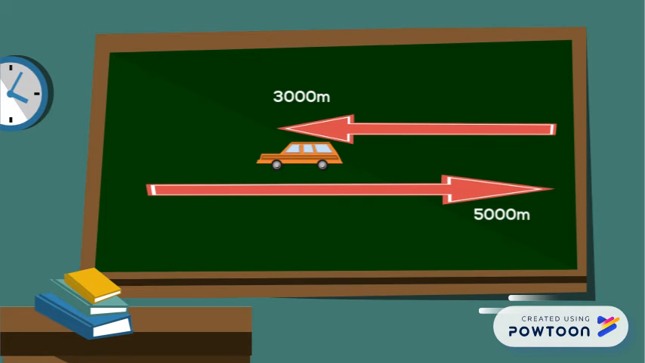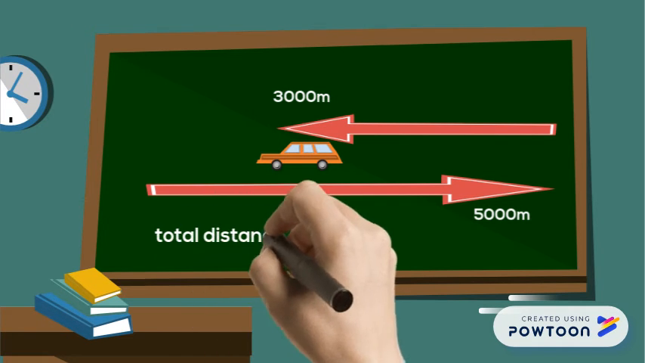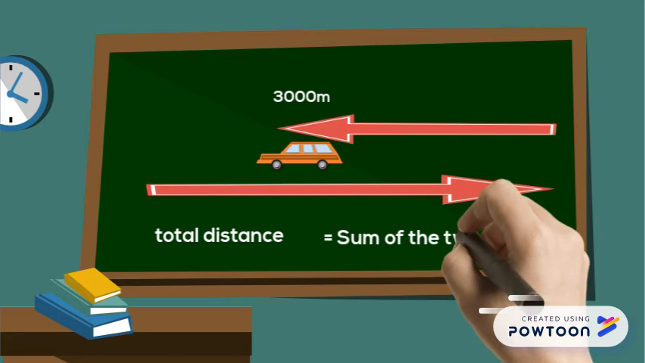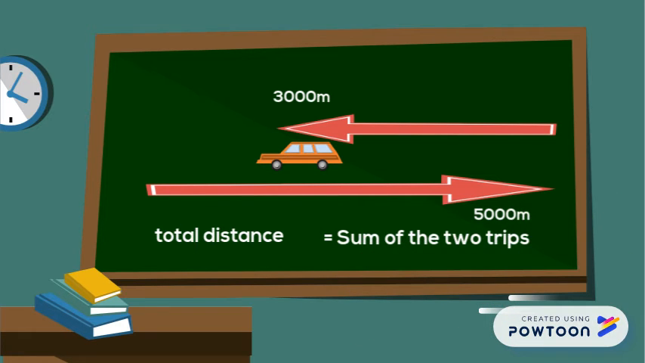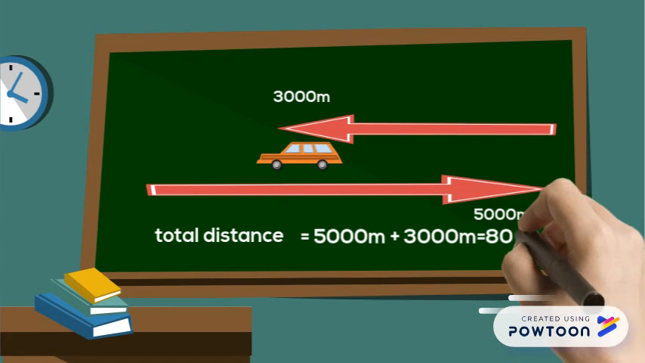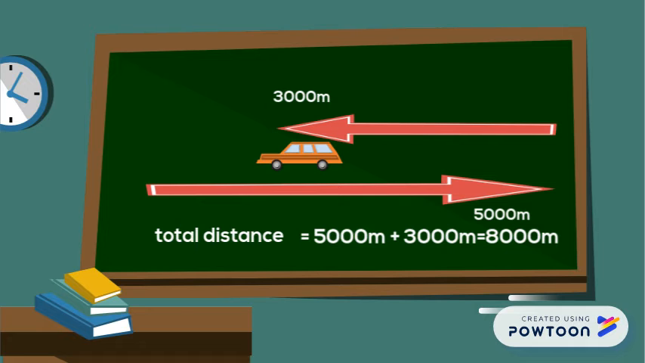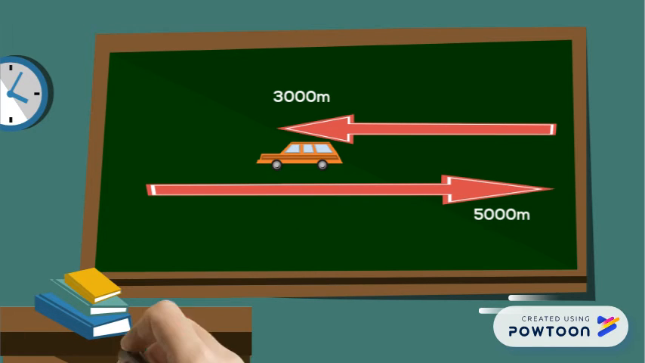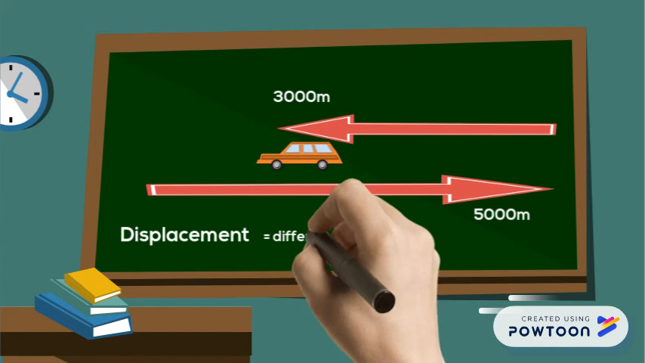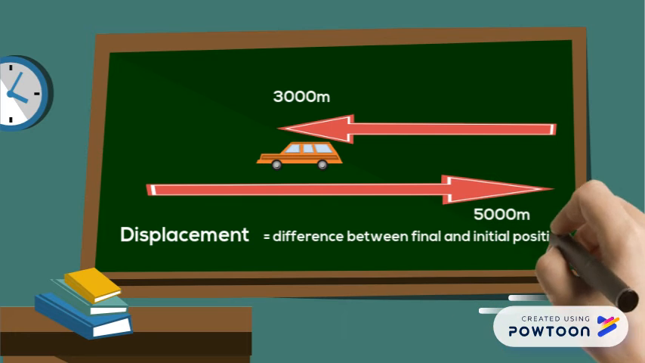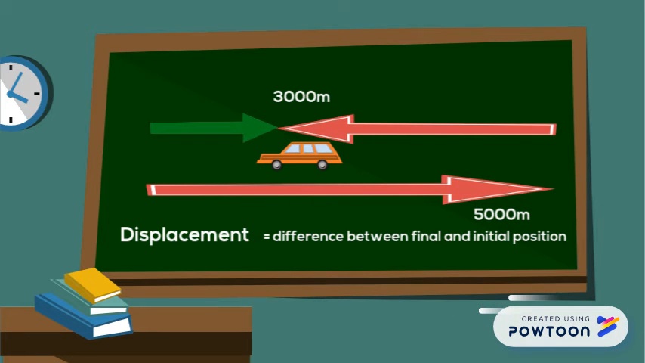In this situation, our total distance is equal to the sum of the two trips. In this case, 5,000 meters plus 3,000 meters equals 8,000 meters. Our displacement, however, is the difference between the final position of the car and the initial position. In this case, 2,000 meters.